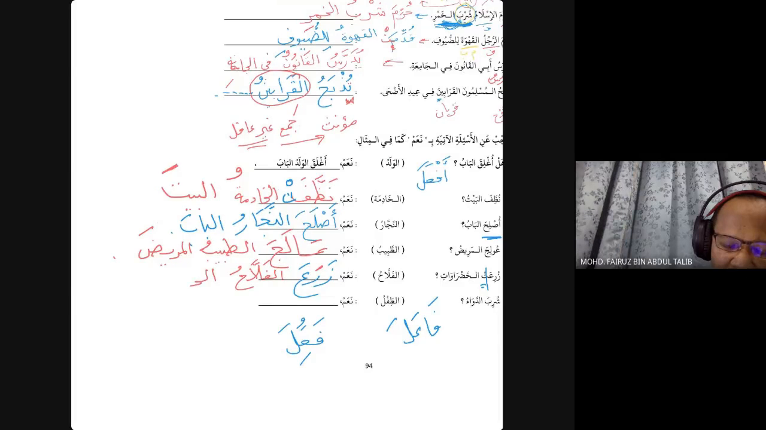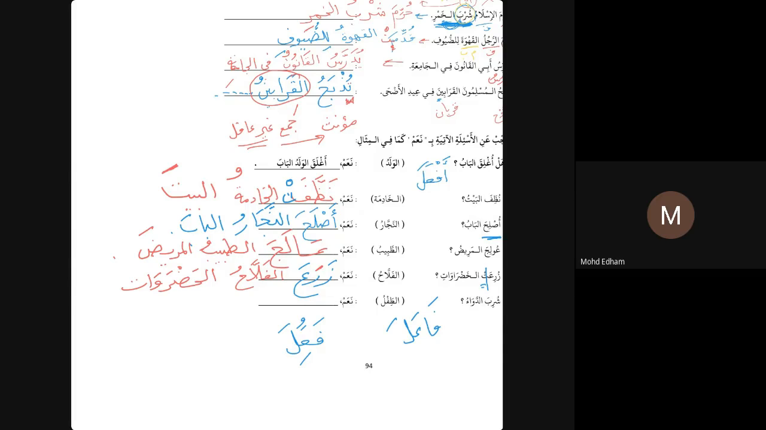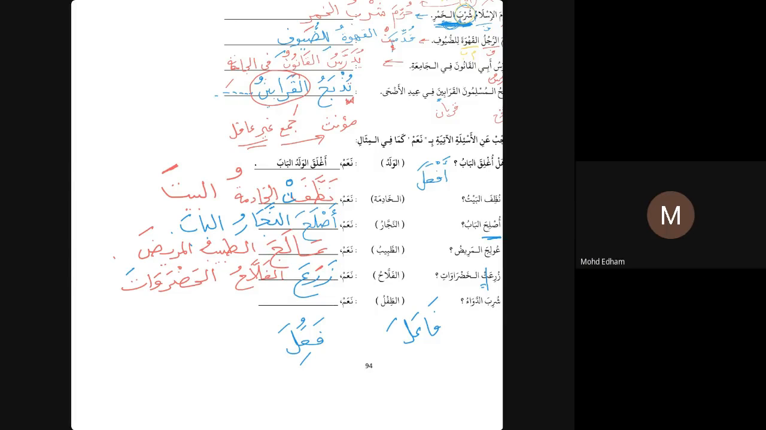And al-khadrawat. How do you read the last ta of the word khadrawat? Is it khadrawati, khadrawatu or khadrawata? Khadrawata. Why is it khadrawata? Because it is the object. It is maf'ulun bi, and maf'ulun bi is mansub. That is why you put a fathah.